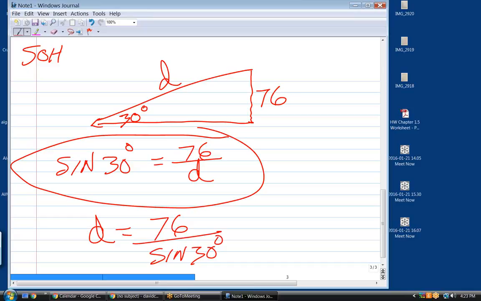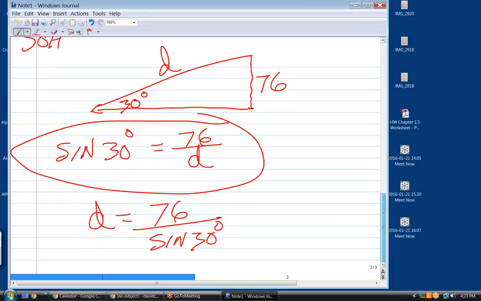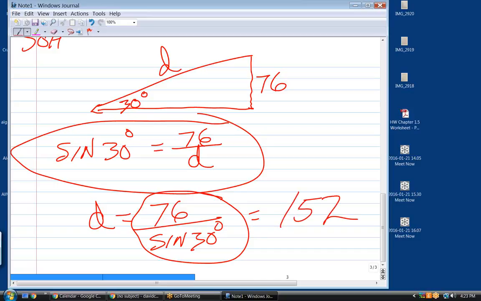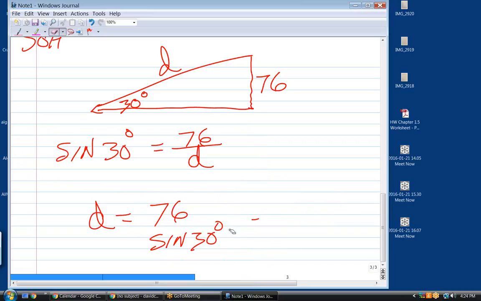Okay. Now you go into your calculator and you come up with a number for that. What do you get? It says 152. That's correct, because the sine of 30 degrees is 1/2. So I'm dividing 76 by 1/2, which means I'm going to flip the denominator and multiply, and I get 152. Okay, that makes sense.